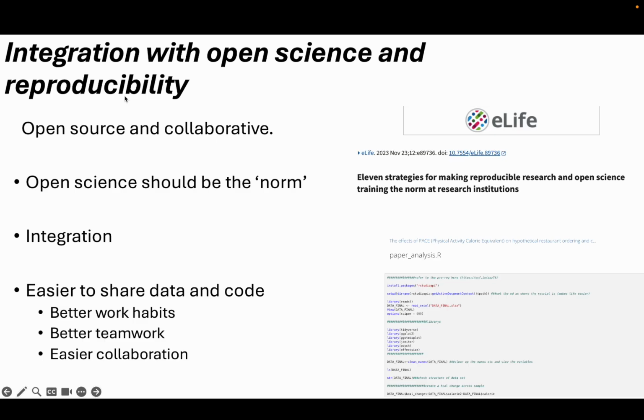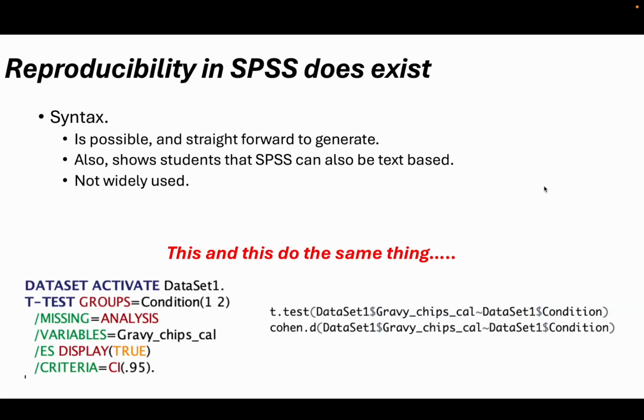But even within students' own work, it makes it easier to share their data and code. If you annotate the code, it allows you to keep a record of the decisions you've made and why you've made them. And it fosters better work habits, better teamwork, and easier collaboration as well. That's not to say reproducible code in SPSS doesn't exist.